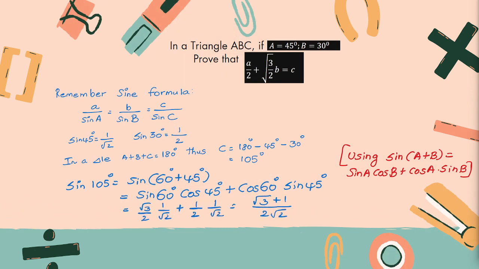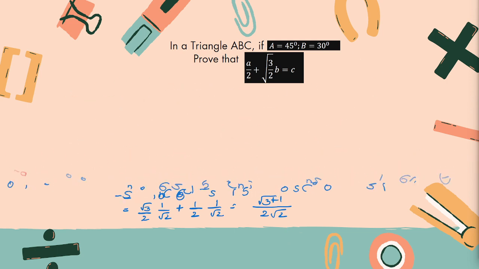And that gives us root 3 over 2 times 1 over root 2 plus 1 over 2 times 1 over root 2, which gives us root 3 plus 1 over 2 root 2. So that is sine 105. Okay? So now we have sine 45, we have sine 30, and we have sine 105.